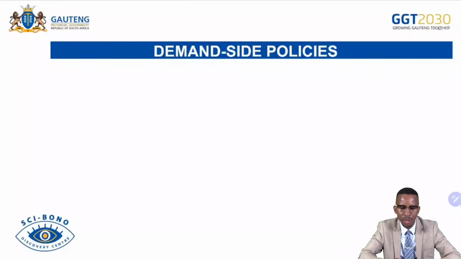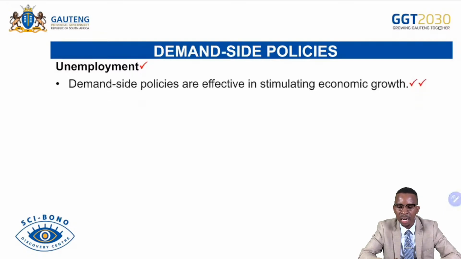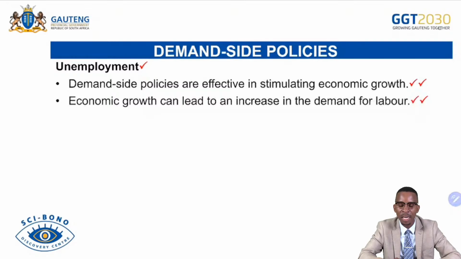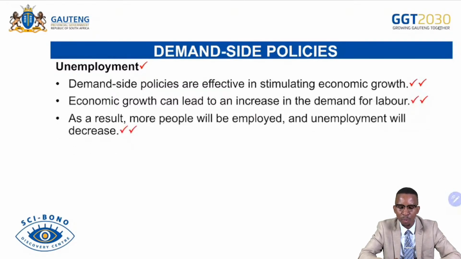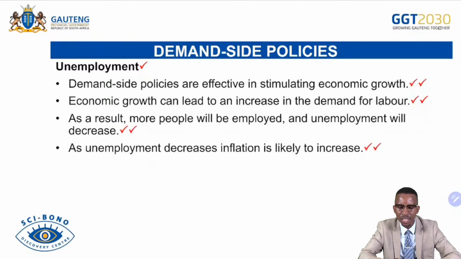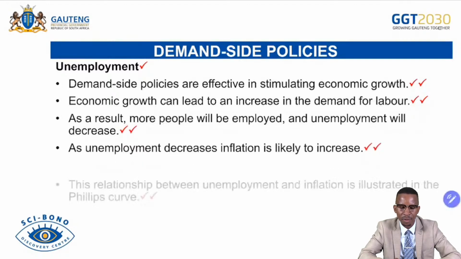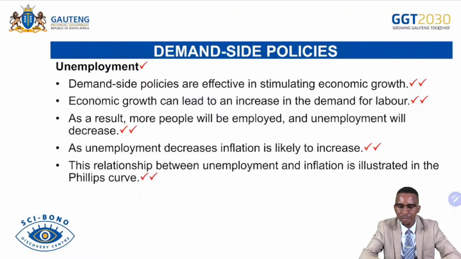And then we continue with the demand side, unemployment. Demand side policies are effective when stimulating economic growth. So we know that high economic growth will lead to greater demand for labor. As a result, more people will be employed and unemployment will decrease. As unemployment decreases, inflation is likely to increase. And then the relationship between unemployment and inflation is explained through what we call the Phillips curve.